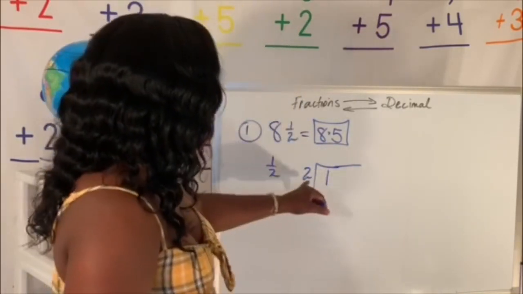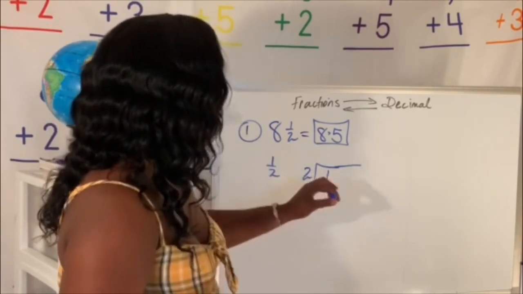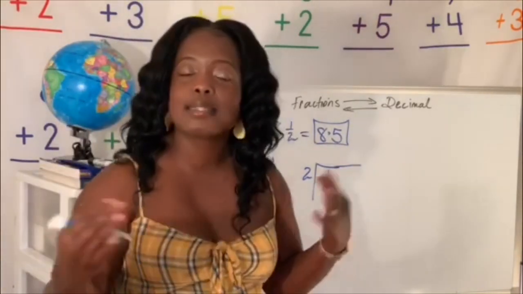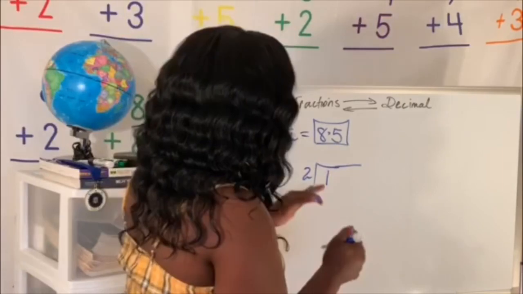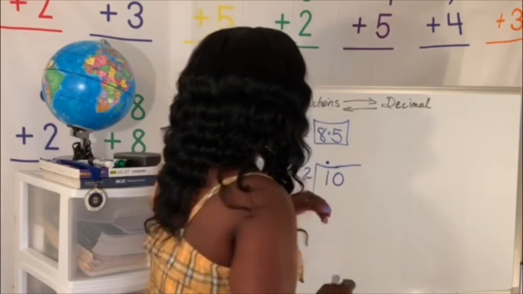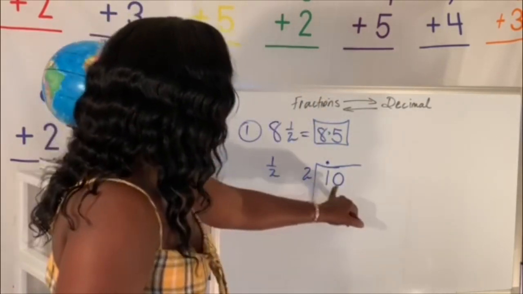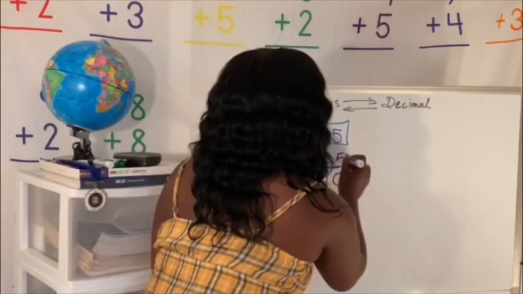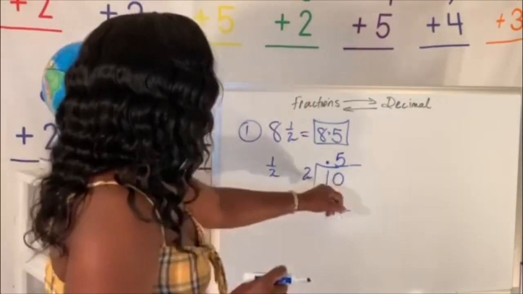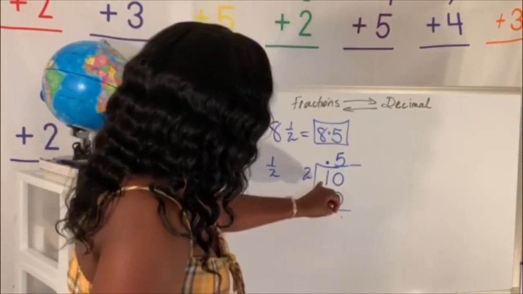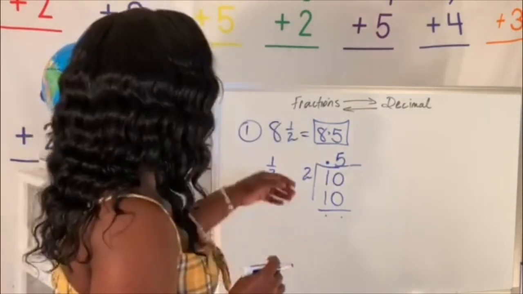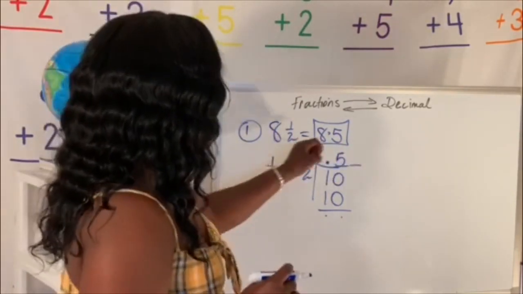So of course we have 2 into 1, or 1 divided by 2. We know that we cannot get 2 in 1. So we're going to have to follow the steps or the procedures for long division. In this case, we're going to go ahead and add a decimal point and then add a 0. So of course here we have 2 into 10, or 10 divided by 2, that gives us 5, and 5 times 2 gives us 10. So now since we have no remainder, we know that 1 divided by 2, or 1 over 2, is equal to 0.5, and that is why we got 8.5 as our fraction converted to a decimal.